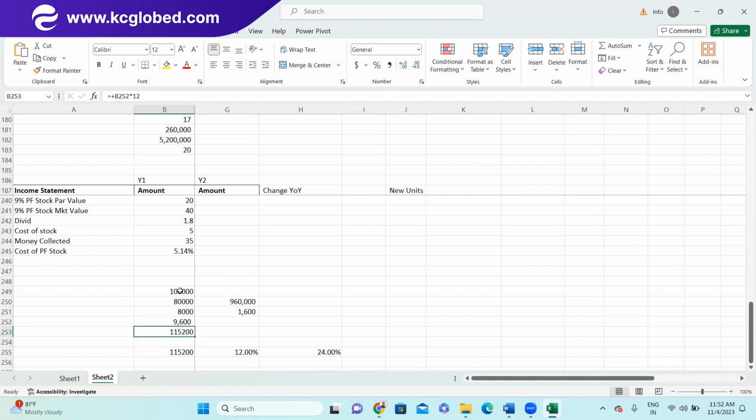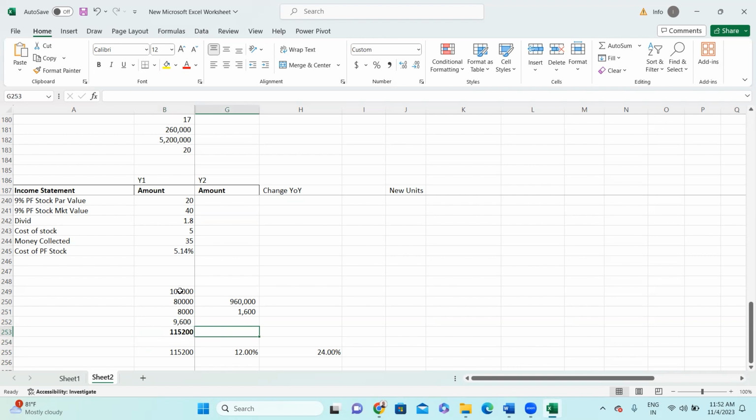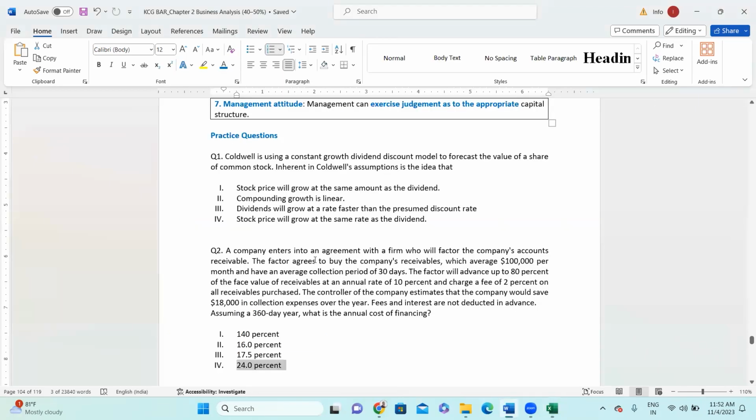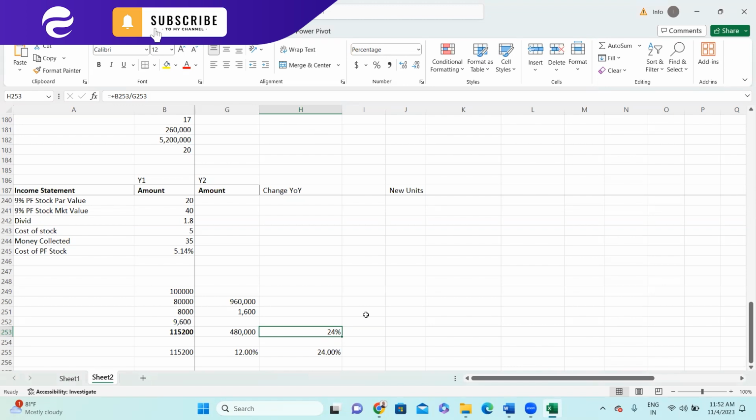115,200 is the total expense which they are incurring on how much? If you take the average of the receivable, this divided by 2. So on this it will be 115 divided by 480. So this is 24%. Right? This is how you need to make this calculation, and 24% is the right answer. Right? Clear? But last time we were running with 18,000. So till here it is clear.